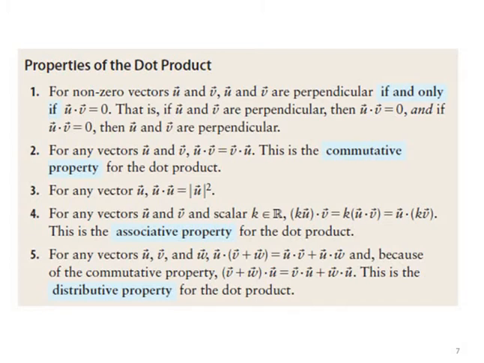4. For any vectors u and v and scalar k, we can say k times u dot v equals k times the dot product of u and v, or you can say the dot product of u and kv. This is called the associative property for the dot product. Number 5. For any vectors u, v, and w, u dot (v plus w) equals u dot v plus u dot w. And because of the commutative property, (v plus w) dot u equals v dot u plus w dot u. This is called the distributive property.